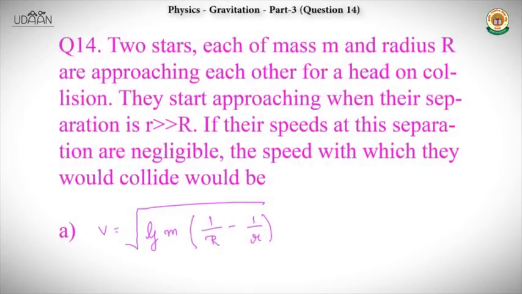So guys, in question number 14, we have two stars, each of mass m and radius R, and they're approaching each other for a head-on collision. They start approaching when the separation is small r, which is much more than the radii, which is capital R. If the speeds at this separation are negligible, what will be the speed with which they'll collide? Arnav? Okay, see, this is a very simple question.